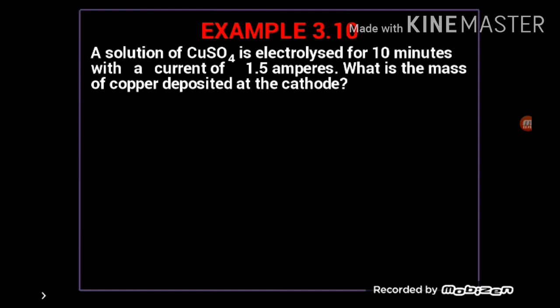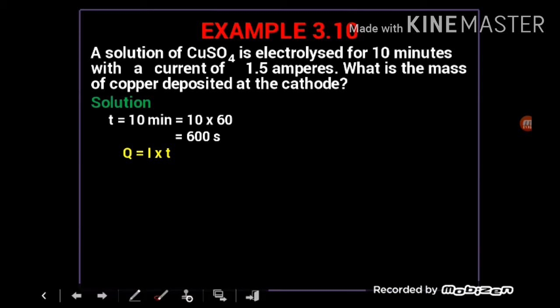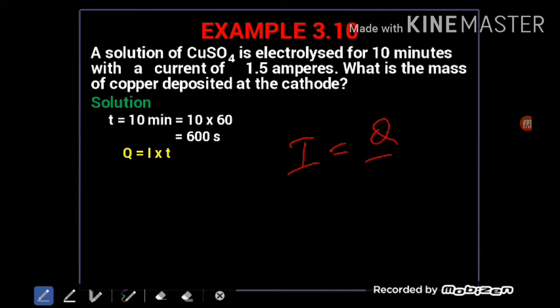So first see which topic this is related to. Electrolyze means this topic is related to electrolysis. In electrolysis we will follow Faraday's law. So here first, time is given, that is 10 minutes. So first convert 10 minutes into seconds. So 10 into 60 is equal to 600 seconds. Second thing is charge. So Q is equal to I into T. Charge is equal to current into time, because we know the formula of current I is equal to Q by T.